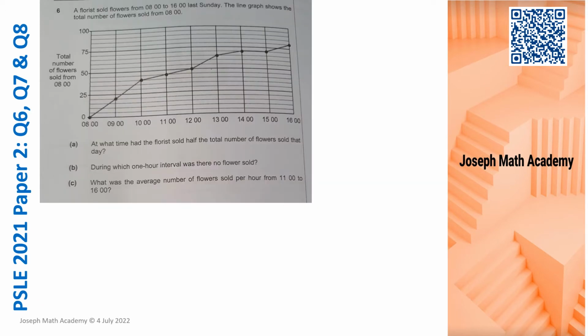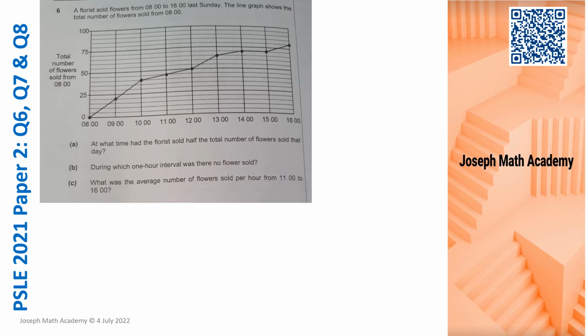A florist sold flowers from 8 to 4 p.m. last Sunday. Right? It's stated as a 24-hour clock. So in 12-hour clock reading system, it is from 8 a.m. to 4 p.m. last Sunday. So it's represented using a line graph, and we have a very important information.